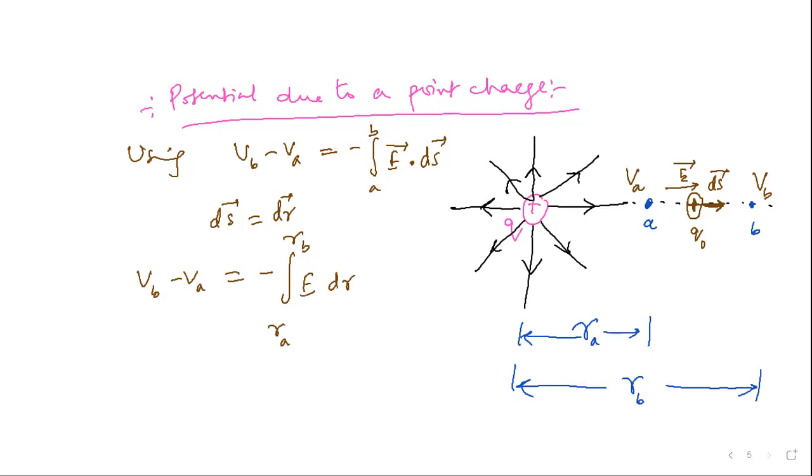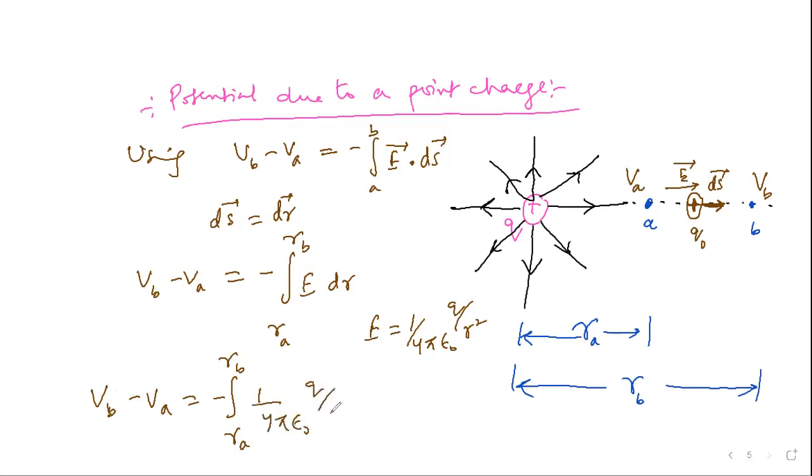Point A is RA distance from the charge and point B is RB distance from the charge, right? Now E is what? E is electric field due to the source charge Q at point R distance from the charge. So E is 1 by 4 pi epsilon naught Q by R square. So make the substitution. VB minus VA is minus integral RA to RB of 1 by 4 pi epsilon naught Q by R square dr. So my variable of integration is R. Rest is constant. So I take Q by 4 pi epsilon naught outside the integral.